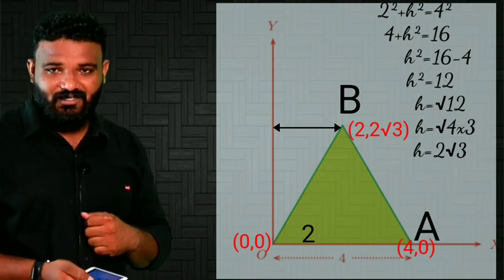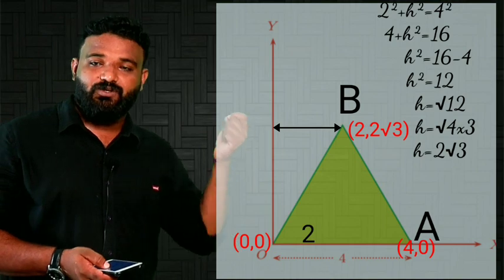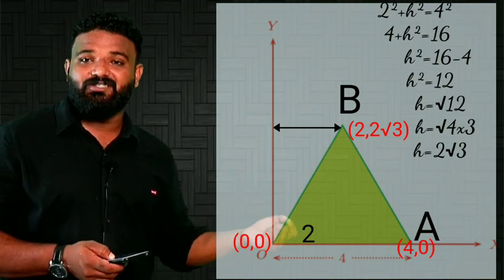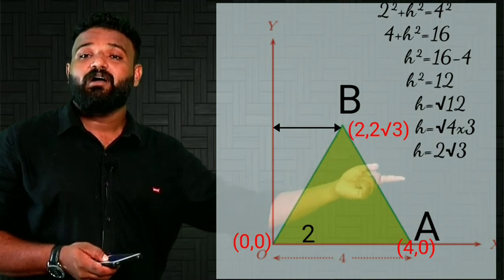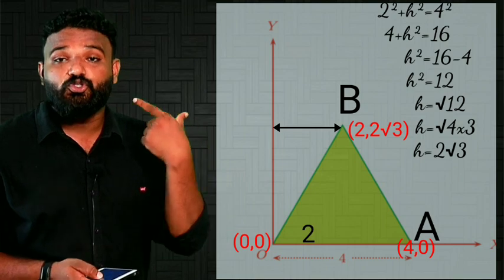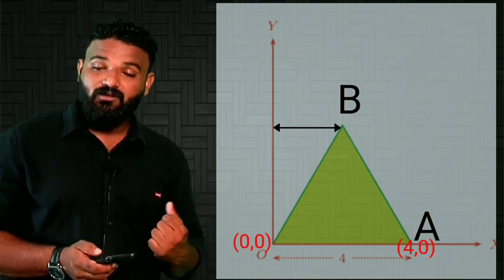Okay, student? Yes. So the conclusion of this question: the coordinates of the points are 0, 0, 4, 0 and 2, 2 root 3. Am I right, student? Yes. Okay, so let's go to the next question.